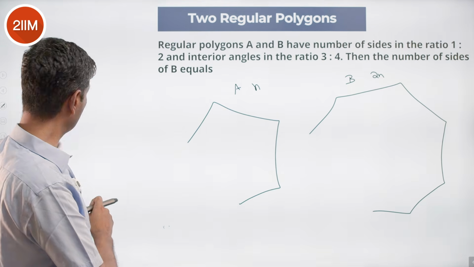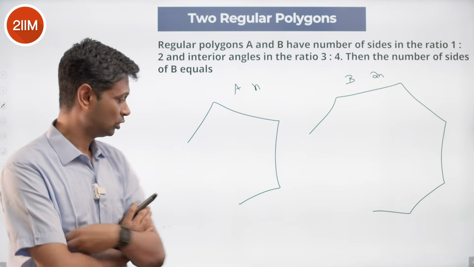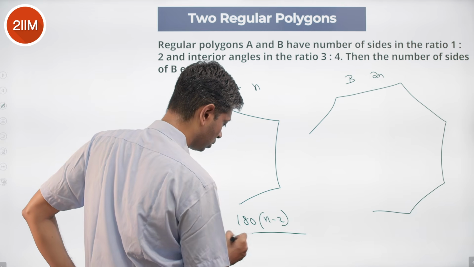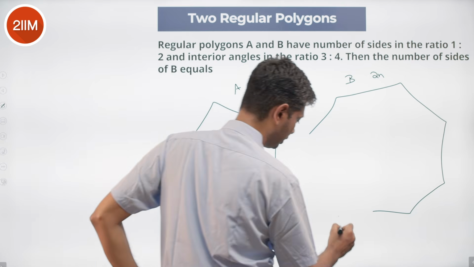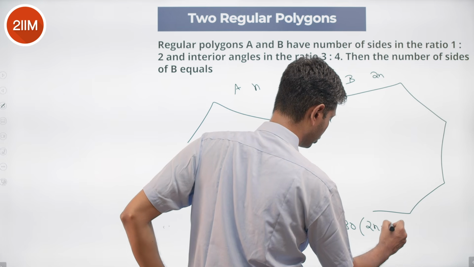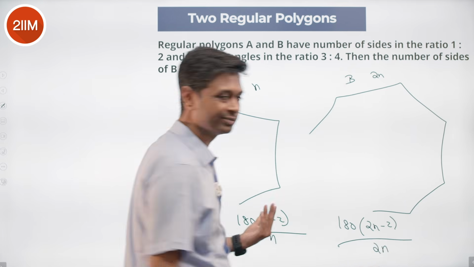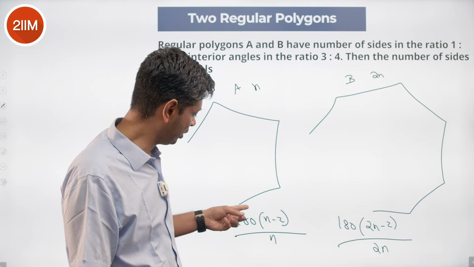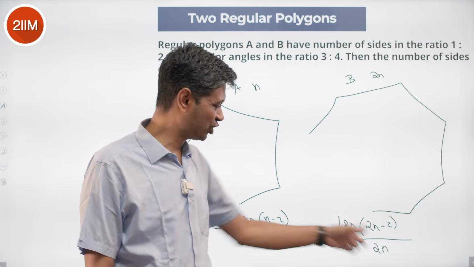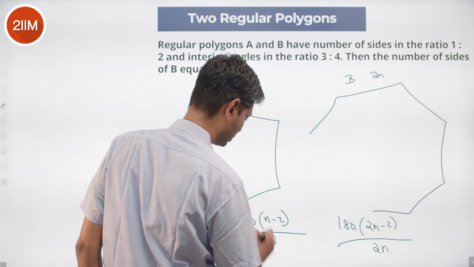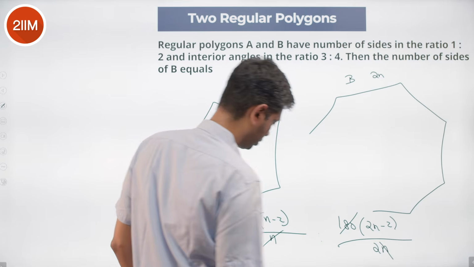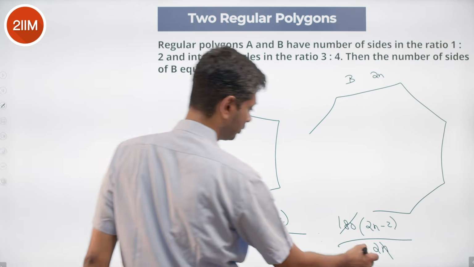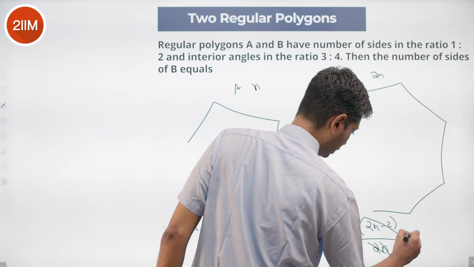A regular polygon is one where all sides are equal, all angles are equal. So each internal angle here is 180 into n minus 2 by n. Each interior angle here is 180 into 2n minus 2 by 2n. This is the total sum of all interior angles, divided by 2n, that will be each internal angle. This is the sum of all internal angles, divided by n, that will be each internal angle. This ratio is 3:4, so cancel off the 180, cancel off the n. This 2 goes there, 2 into n minus 2, or we can cancel even the 2, it becomes n minus 1.